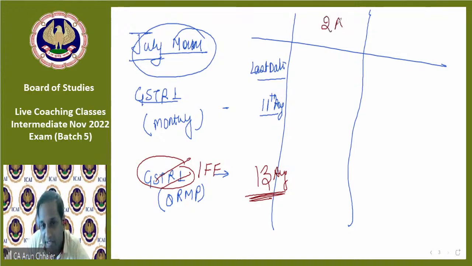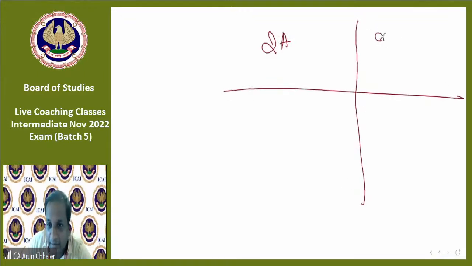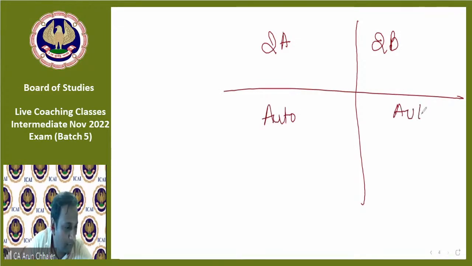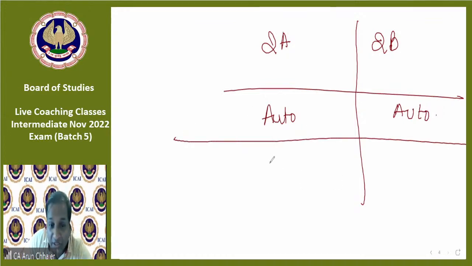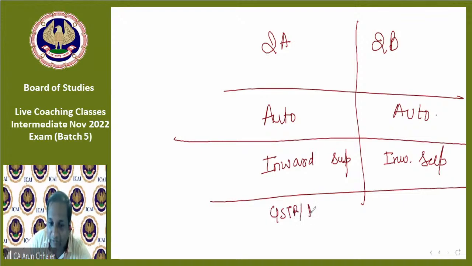Now, what is the 2A and what is the 2B? See, 2A and 2B are both auto-populated. Both are talking about the inward transactions, the inward supplies. It is not the statement of the outward supplies. The transaction would appear based on the GSTR1 or IFF.